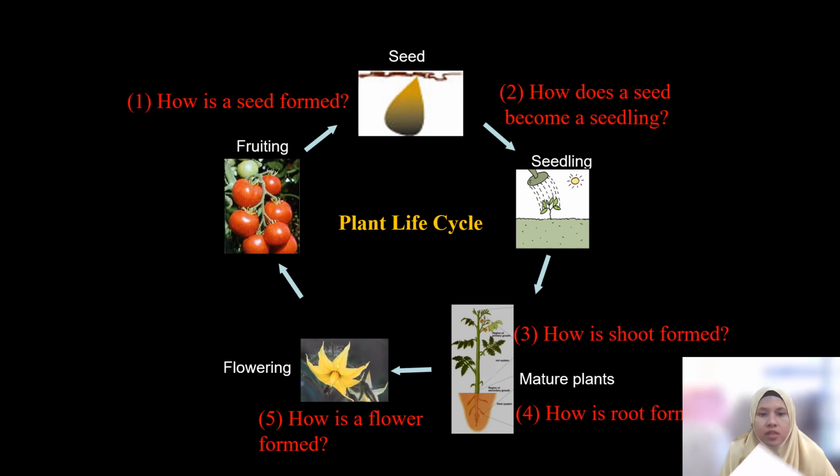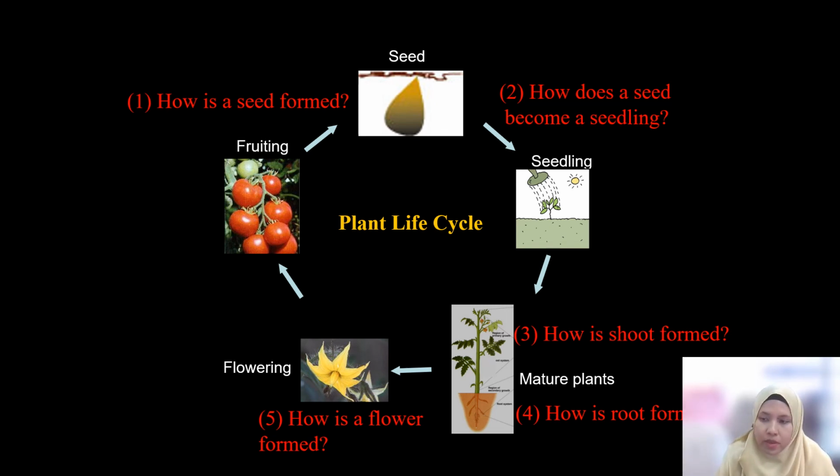So the first one is how the seed is formed. Okay, so the seed is formed is through the fertilization process. So fertilization process tu maksudnya they must have a male and also they must have a female. Okay, so for plants tu, in one plant tu dia memang ada male and also female. So kalau male tu dia punya reproductive cells tu is coming from the sperm cells. Kalau for female tu dia punya reproductive cells tu it comes from the egg. Okay, and then once the fertilization tu dah occur, then they form the seed, kan?